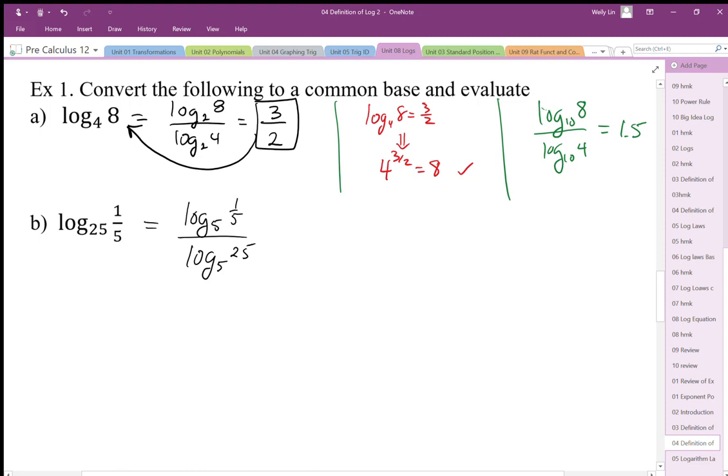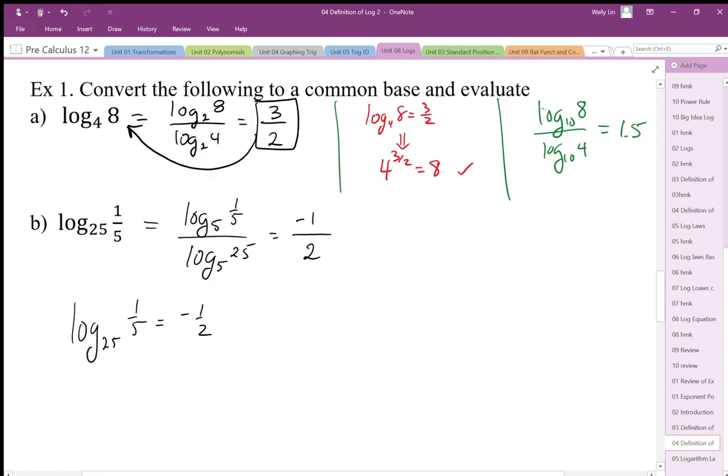Because I just have to ask myself, what exponent on 5 gives me 1/5? Well, that exponent is -1. Some power of 5 gives me the argument 25. That's power 2. So that's my answer. So log base 25 of 1/5 equals -1/2.